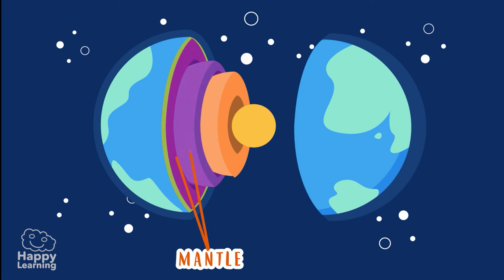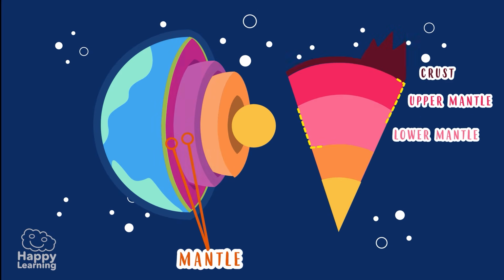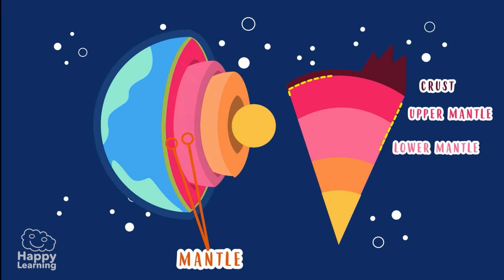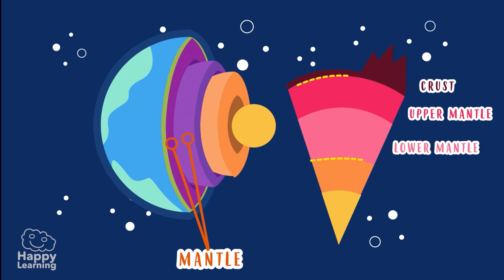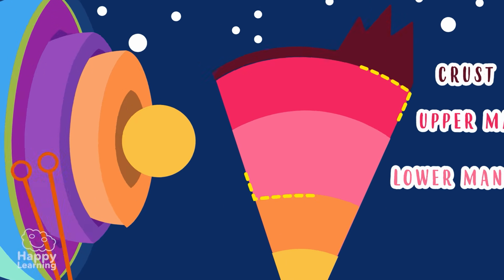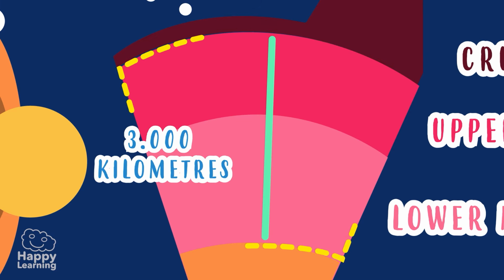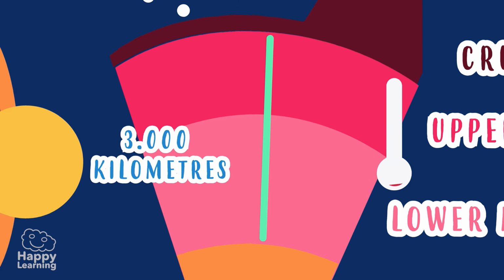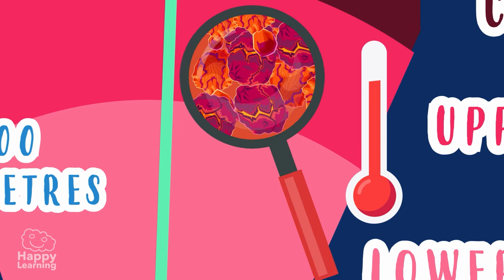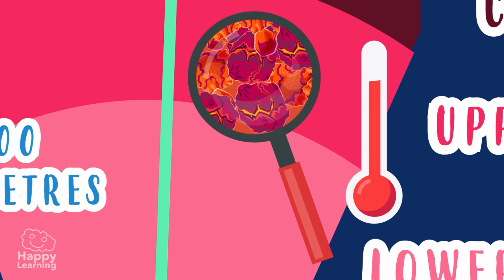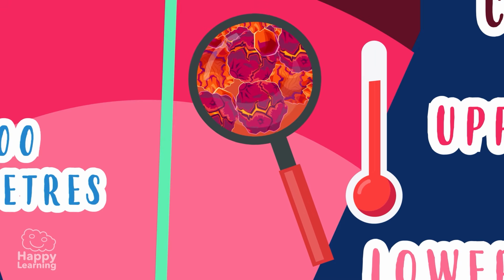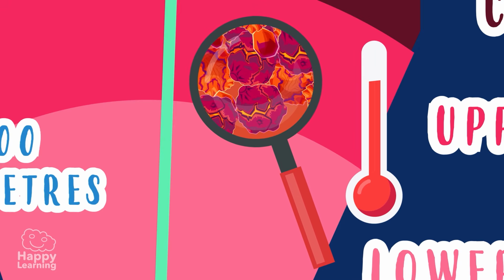The mantle is the middle layer of the geosphere and is located below the crust. It is the thickest layer, estimated to be about 3,000 kilometers long. Temperatures in the mantle are so high that the rocks and materials that form it are semi-molten, like cheese. Can you imagine how hot it is?